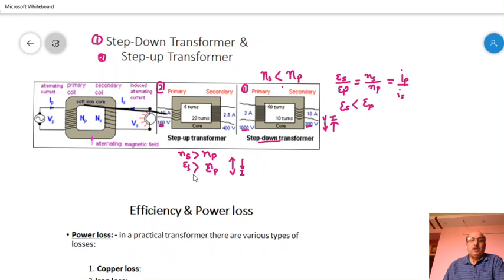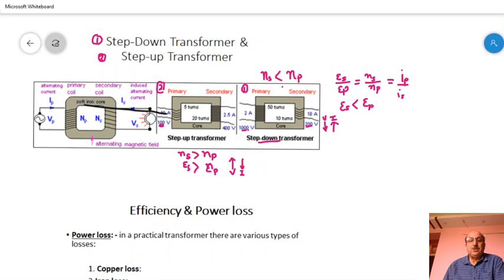These types of transformer are used for various purposes. When we need lesser voltage, like in battery eliminator, we use step down transformer. In charger of mobile, we use step down transformer. Whereas for a transmission line, we use step up transformer, where we need very high voltage for transmission and low level of current. So in transmission line, we use step up transformer.